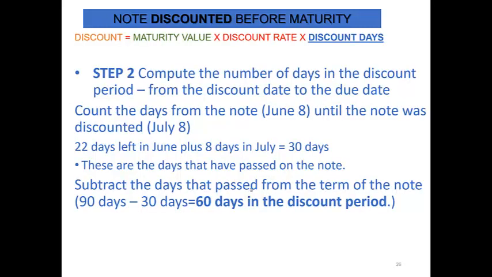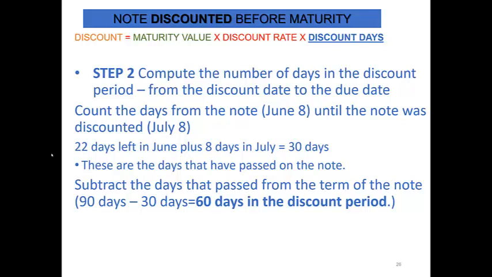The next step in calculating the discount is to figure out the discount days. So that, remember, is the number of days from the date the note was discounted until the due date. So if you did it the hard way, you would have to figure out the due date and then count the number of days from the discount date to the due date. But there's an easier way to back into that number.